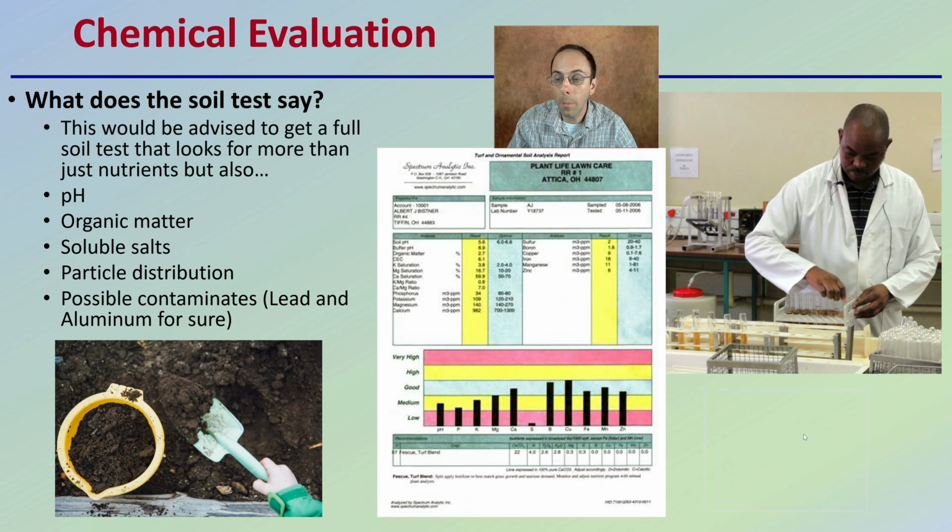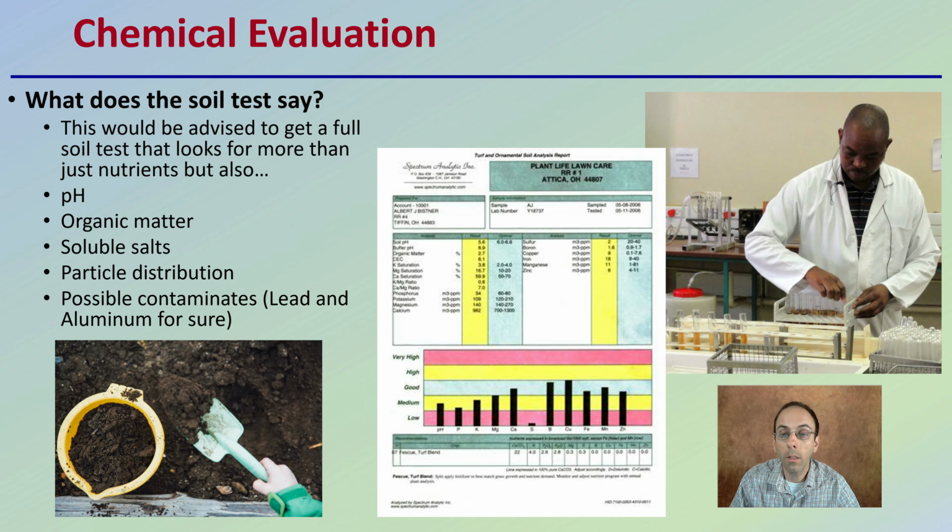Also, then we get into the chemical evaluation. So, taking a soil test of the field. What does the soil test say? After we pass all the other steps, take a soil test. It's great to do as you're also doing the visual inspection. It would be advised to get a full soil test done that looks for far more than just nutrients.